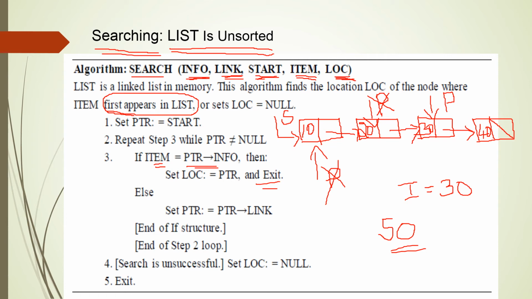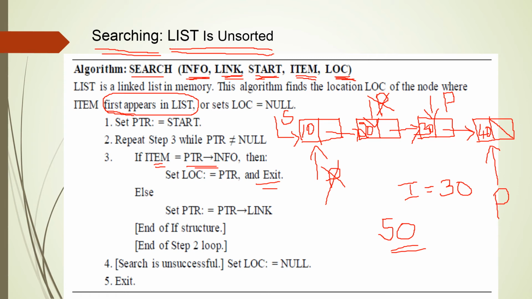It goes to the node which contains an element 20. Again PTR not equal to null. Condition is true. PTR of info is 20 and item is 50. Both are not equal. So it goes to the else part. PTR is equal to PTR of link. Now PTR comes to the node which contains an element 30. So now again PTR not equal to null. Condition is true. Item is 50. PTR of info is 30. 50 is equal to 30. Condition is false. Then goes to the else part. PTR is equal to PTR of link. Now PTR comes to the node where you have an element 40.